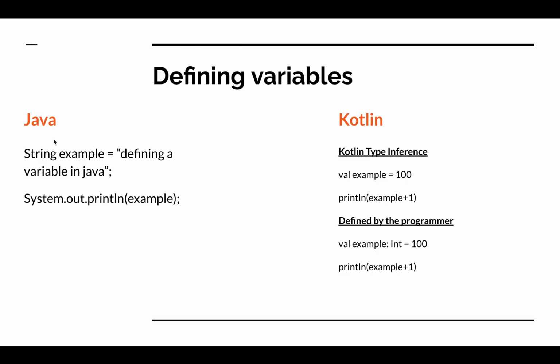Versus in Java, at the very beginning when you're trying to initialize a variable, you need to tell Java what data type you're trying to work with here. So I just used string example, and then in quotes, defining a variable in Java, and then it'll print that out. Kotlin is very unique in the fact that it can figure out what you're trying to get at just based off of what you type in after that equals sign when you're trying to create a new variable.